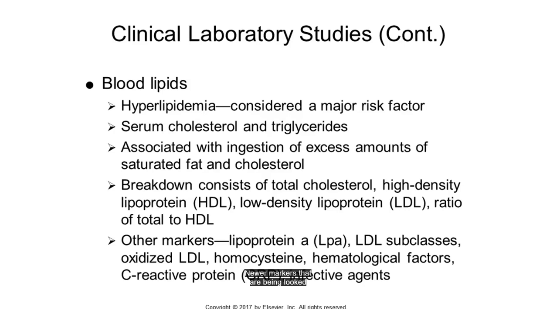Newer markers that are being looked at are lipoprotein A, LPA, oxidized LDL, and infective agents such as chlamydia pneumoniae as risk factors for CAD development.